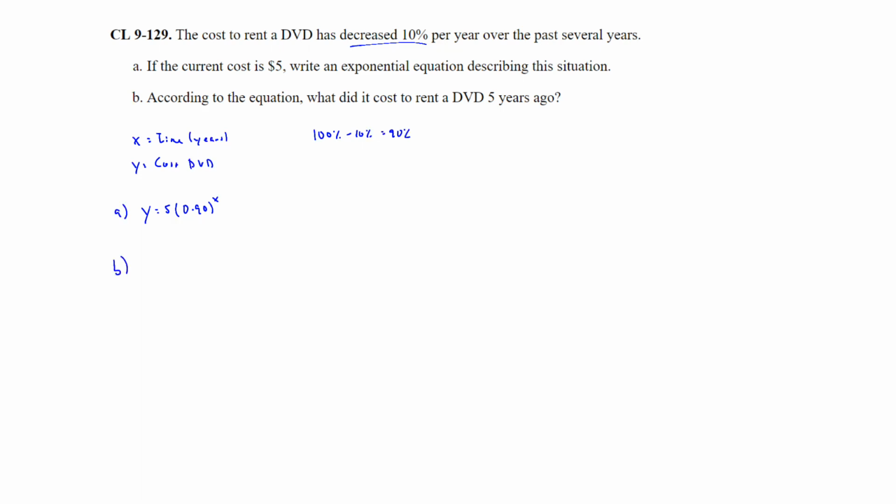And then part B, according to the equation, what did it cost to rent a DVD 5 years ago? So when we go to plug this in, this is talking about 5 years ago. So our time, we're going backwards 5 years. So x would actually represent a negative 5. So if we plug that in, that'll give us the cost 5 years ago. And we round to the nearest cent, and that'll be $8.47. So 5 years ago, a DVD cost approximately $8.47.